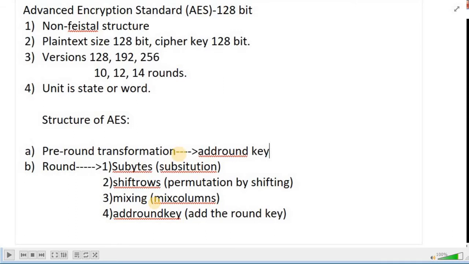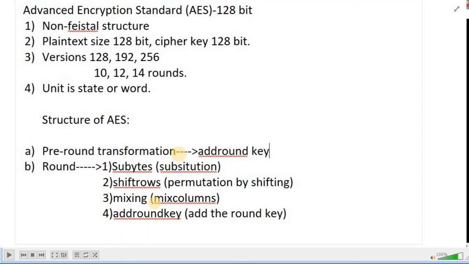Another important feature of the Advanced Encryption Standard is the unit that is called state or word. It means we have to represent our plain text bits in the form of state or word. So how can we change our plain text bit block into the state or word? I will explain you with the help of an example at some other time.